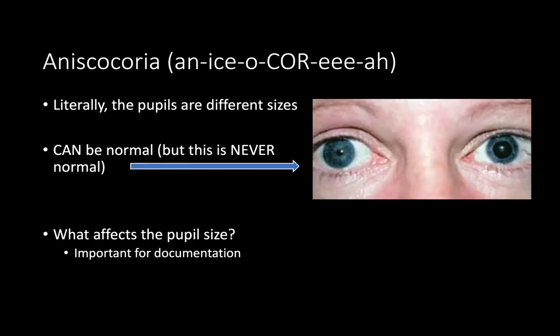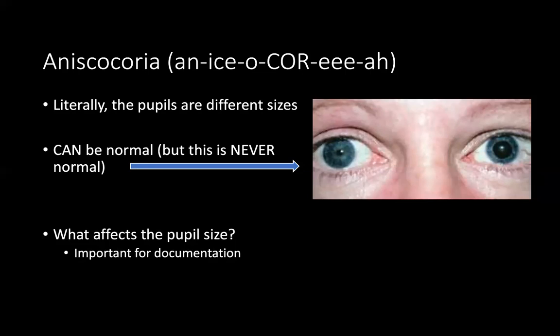Now, this is not exactly what the question was asking. The question was, is the vision abnormal if the pupils are different sizes? And the answer to that is no. It doesn't necessarily relate. It can, but it is not a 100% sensitive sign for visual abnormality.